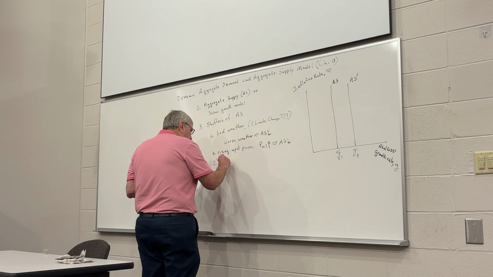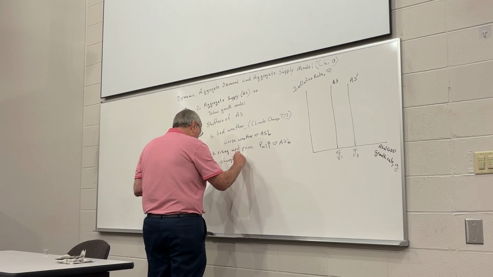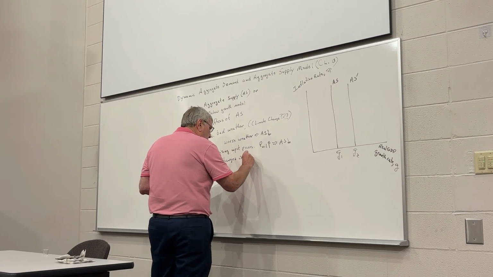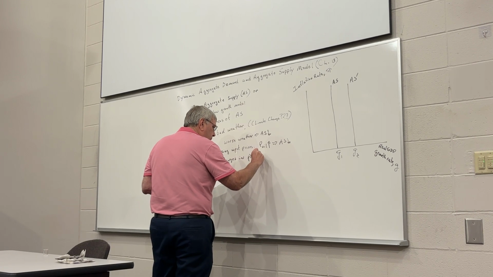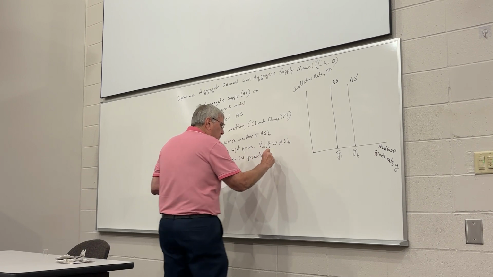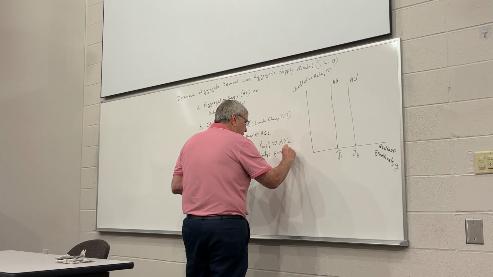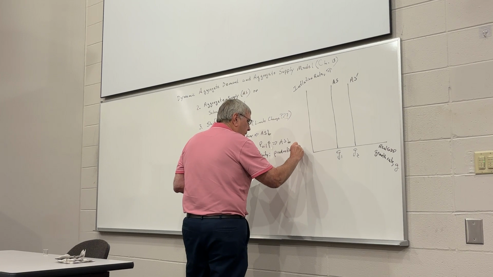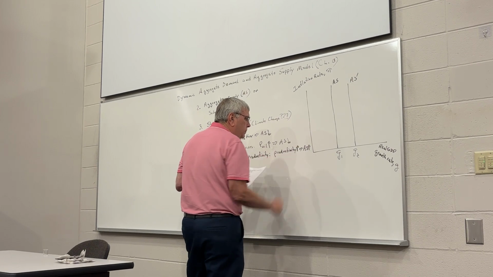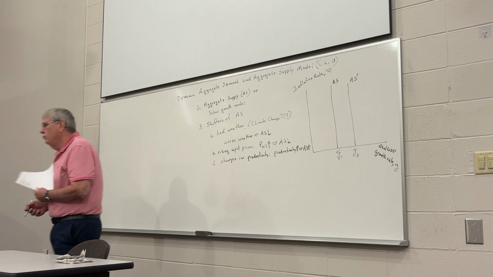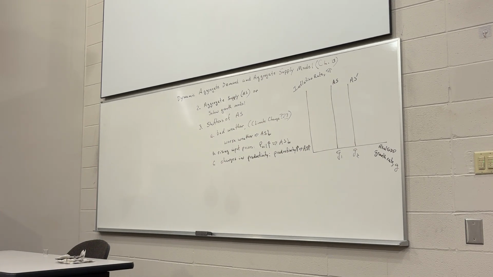Changes in productivity. Productivity up implies aggregate supply up. Whether it's machines being more productive or people being more productive, or a combination, right? If you can produce more in the same hours, then you'll have them.